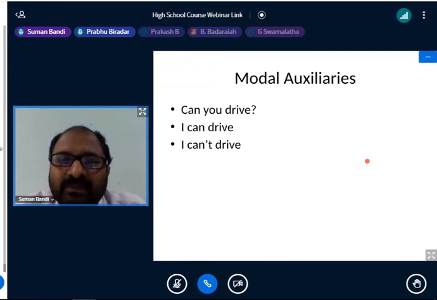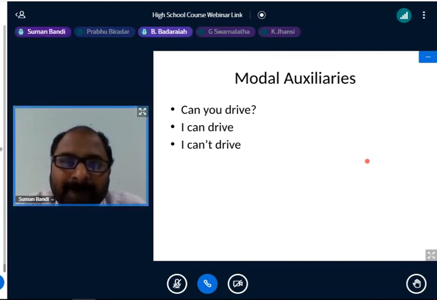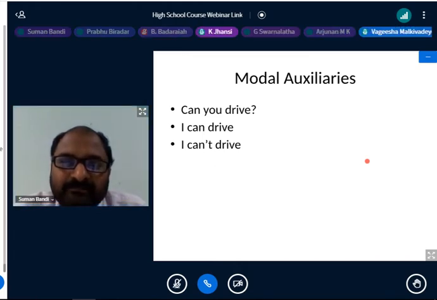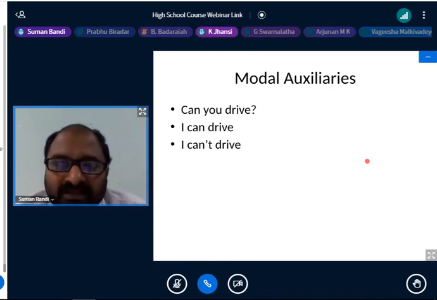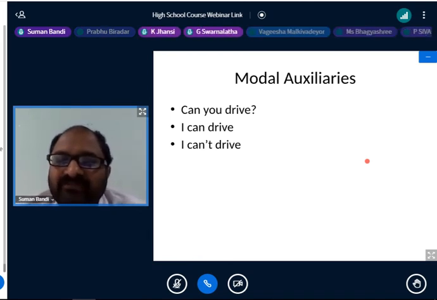I can drive. Badraya, can you drive? Yes, sir, I can drive. I can drive. Prabhu? Yes, sir, I can drive, sir. I can drive. Jansi? No, sir, I can't drive. You can't drive. Okay, fine.